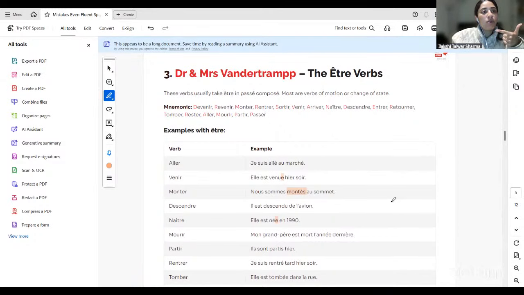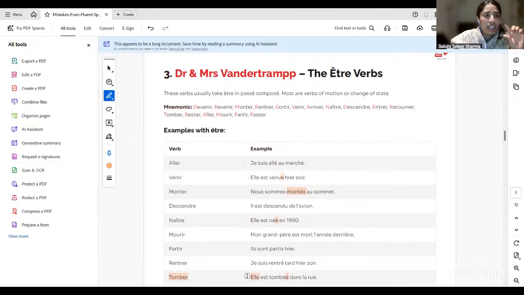When it's feminine, you add an E. When it's pluriel, you add an S. When it's both, you add both. Make sense? So for example, we have the verb tomber, and I want to say she fell. Tomber is to fall, right? And if I want to say she fell on the road, I say elle est tombée dans la rue. Fair enough. But do you see there's an extra E here? Why? Because my subject is elle, which is feminine. So I'll have to add an extra E there.